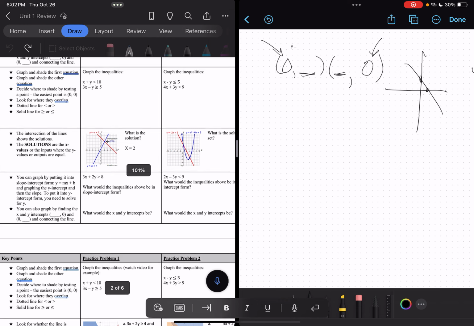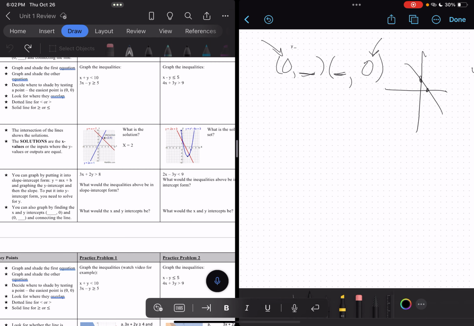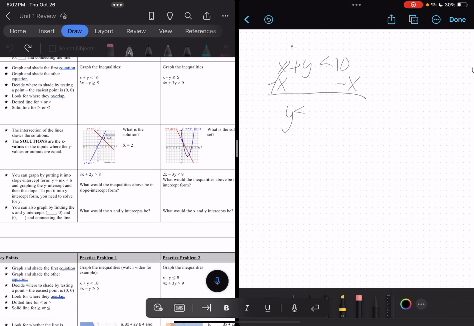Let's take a look at these as examples. Graph the inequalities. If I'm going to graph these inequalities, I first need to put this into slope-intercept form. So we have x plus y is less than 10. I'm going to subtract x from both sides, and we'll get y is less than negative x plus 10.